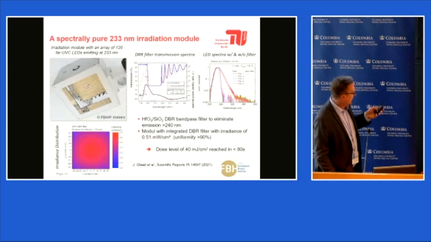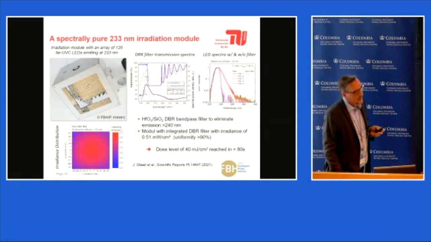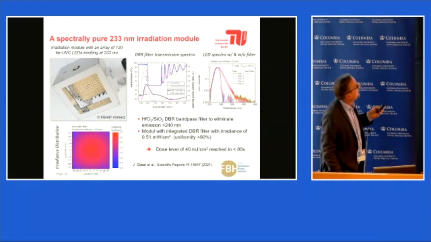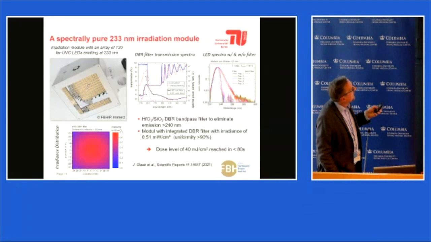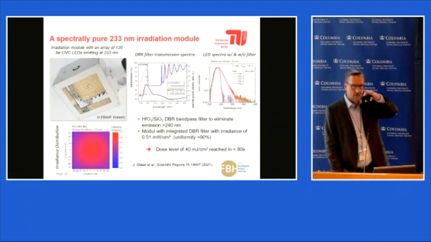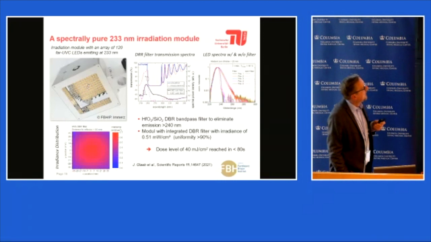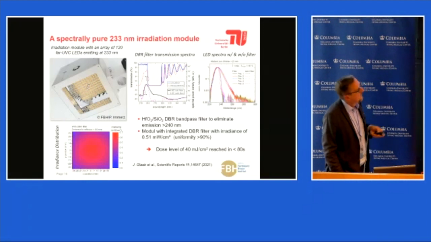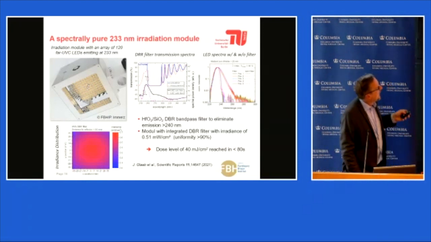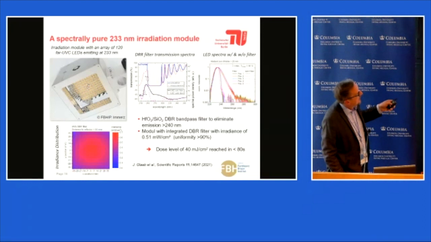So this is now an actual module that we built here with 120 LED chips emitting at 233 nanometer. And in front of this module is a dielectric bandpass filter. The spectrum of this filter you can see here. So this is basically the transmission spectrum. You can see a very sharp cutoff and basically no transmission here in the longer wavelength UVC spectrum. And here underneath, you can see the LED spectrum without a filter and then with a filter.